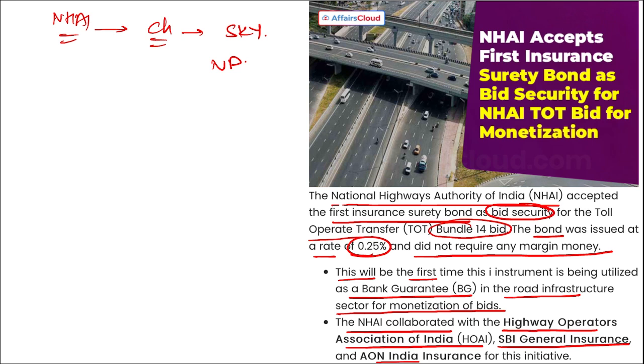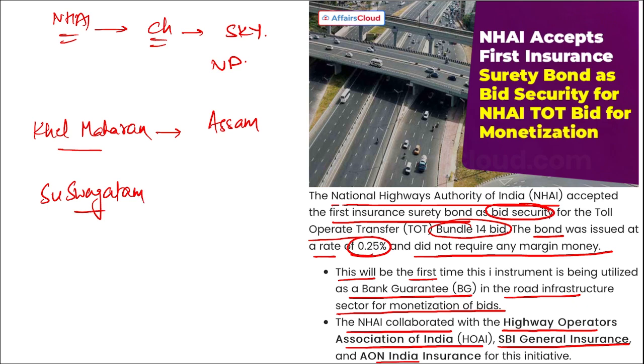Then apart from this, tell me, Khel Maharan. This Khel Maharan was organized by which state? It was organized by Assam. Khel Maharan. Right? Then tell me, Suswagatam. The Suswagatam portal was launched by which organization? It was launched by the Supreme Court. Then India's first agriculture data exchange was launched by which state? Telangana launched India's first agriculture data exchange. Then Shin Suchna.